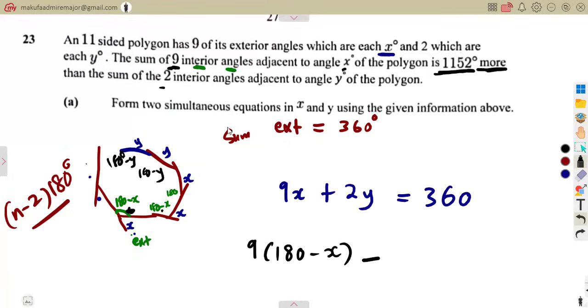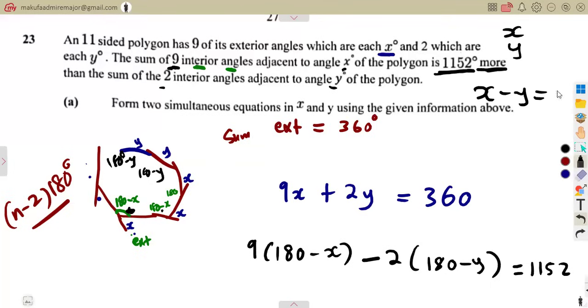So meaning to say, if we subtract these two that we are given in terms of y from these 9, the difference is 1,152. Say you share sweets between two friends. The one gets x, the other gets y. Then you are given the difference between these two: the share of x is 5 more than this y. It means x minus y is supposed to give us 5, or x is equal to 5 plus y, because it's more than.